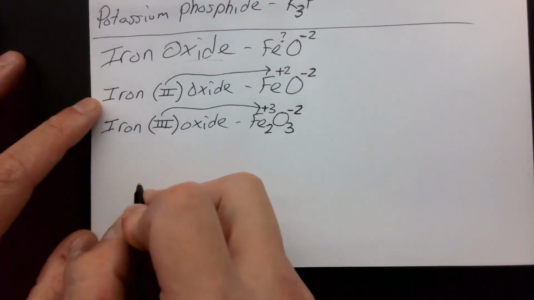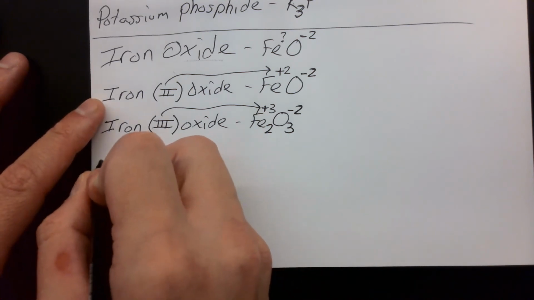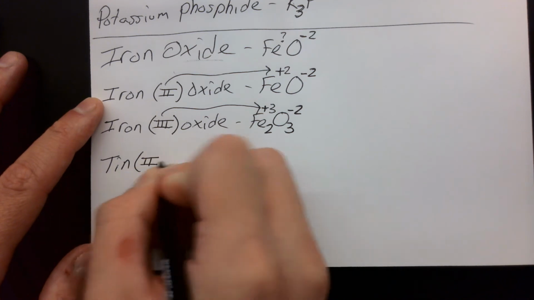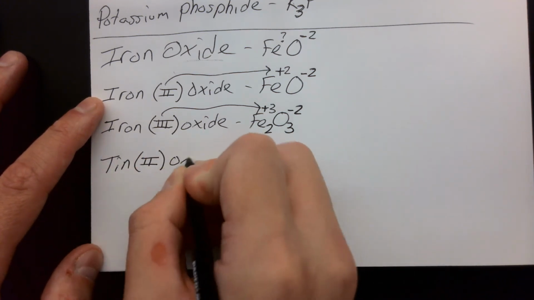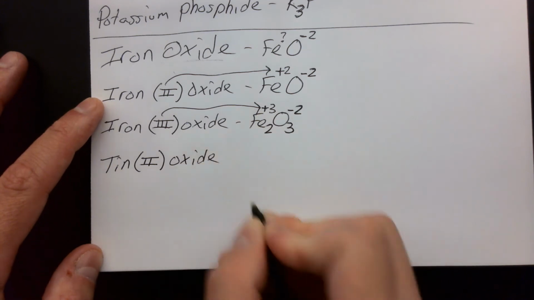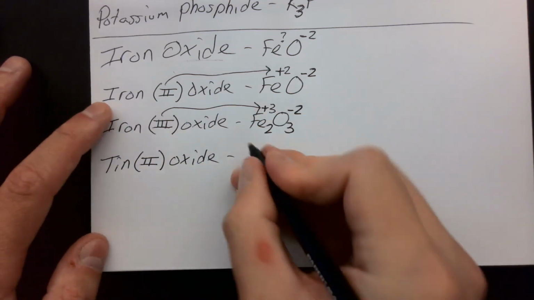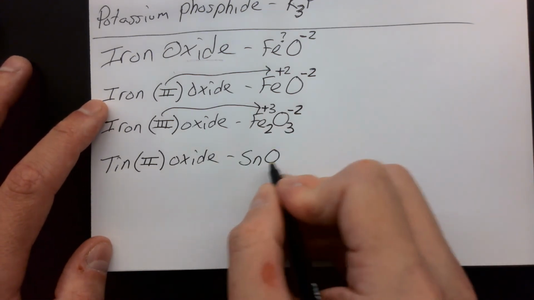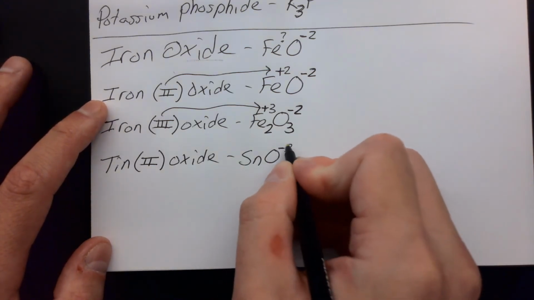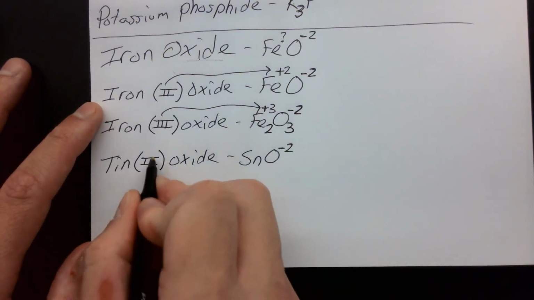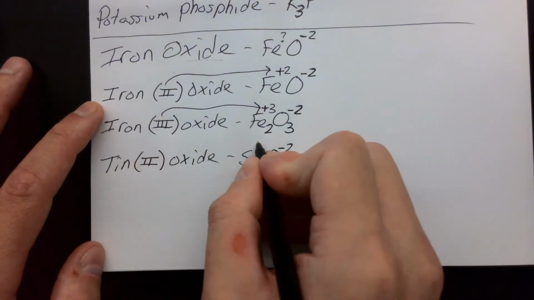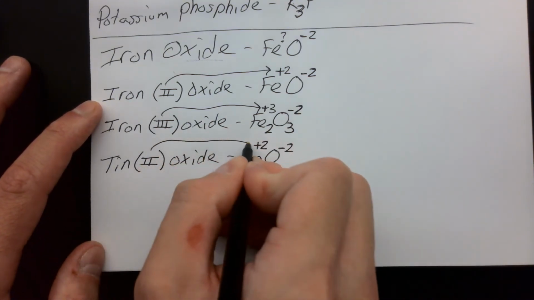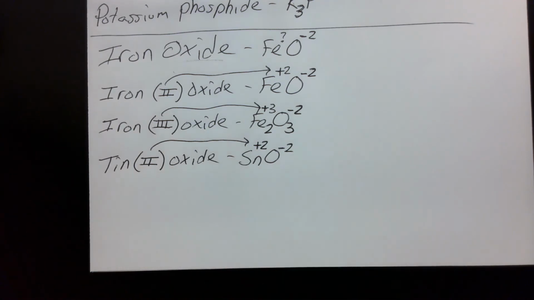For instance, we could do tin 2 oxide. So same thing. You're going to write your tin, you're going to write your oxide, you're going to find oxide's charge on the periodic table is a -2. This 2 right here tells you that the charge on the tin is a +2. So they're going to cancel just like that.